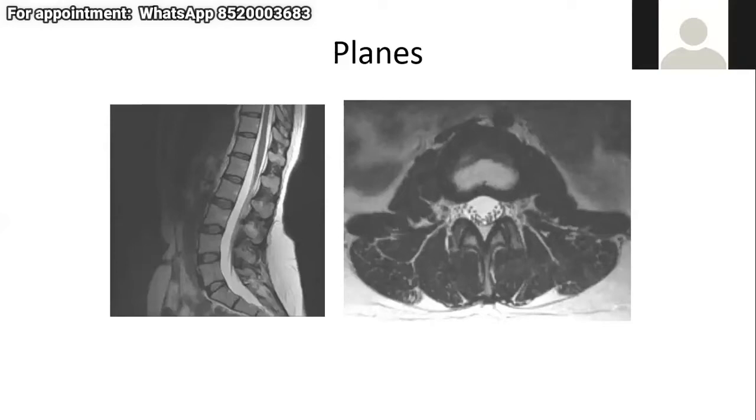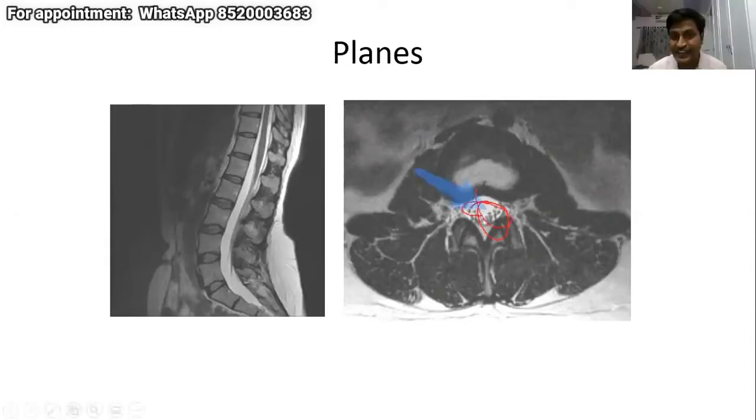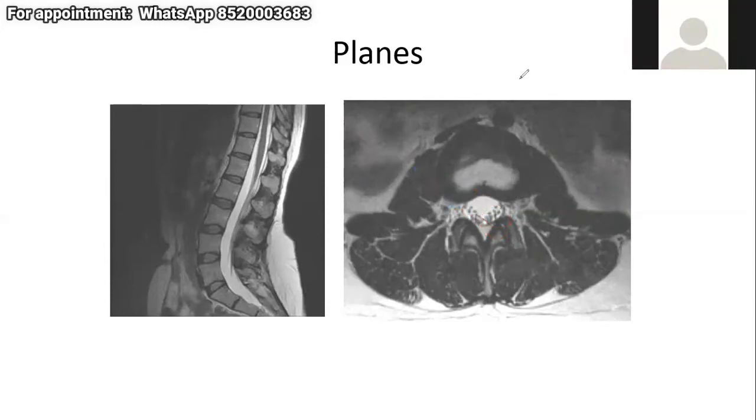Everything which is white in color is the CSF. Can you tell what I have pointed out? This one. The spinal root, sir. Exiting nerve root. Yes. Okay. This is also the exiting nerve root.